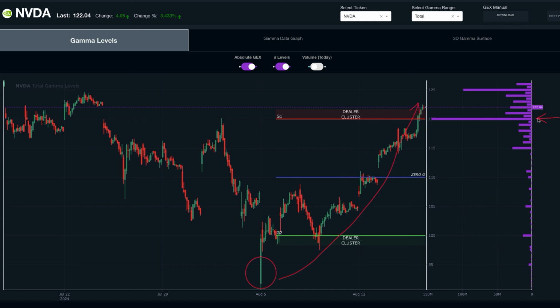We follow gamma exposure data very closely, and these large GEX strikes were holding steady at the 120 and even 125 strike. It was hard to believe that we could see a 20% rally back up into these levels, but that's exactly what happened.